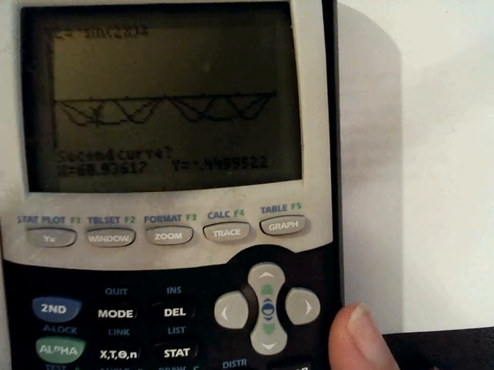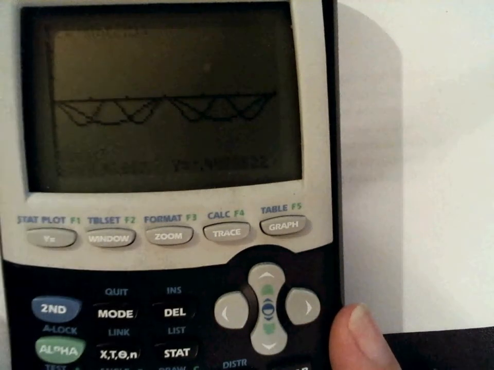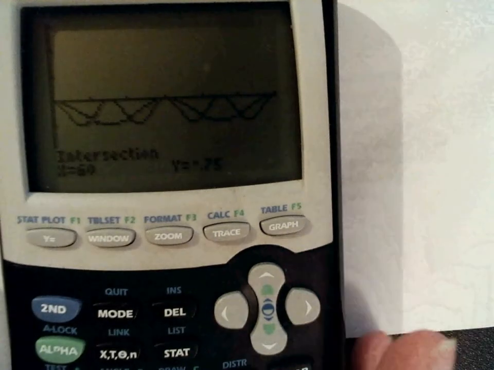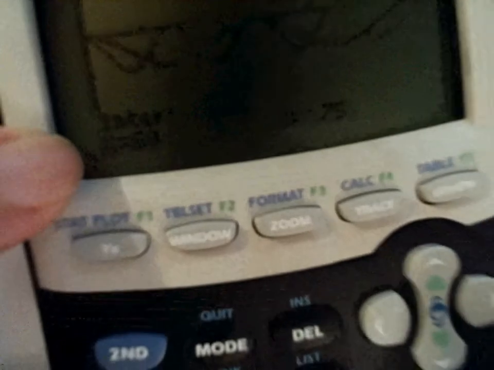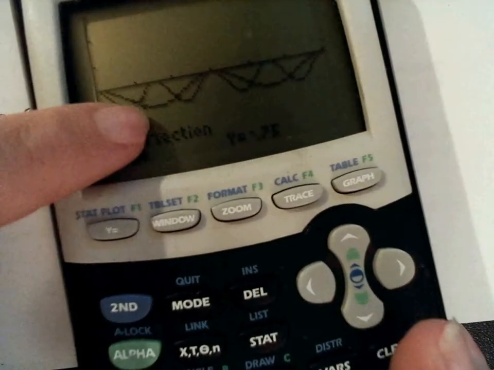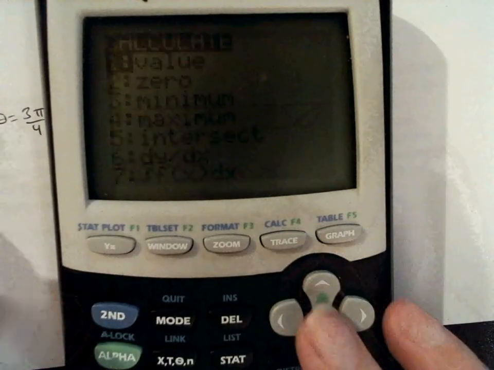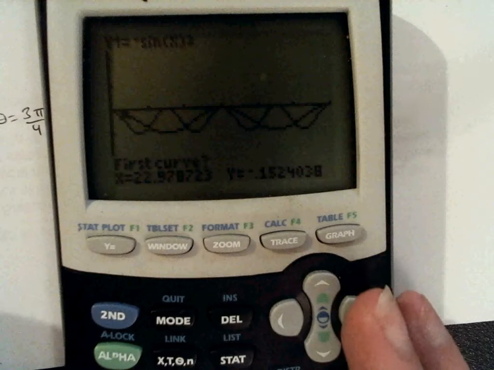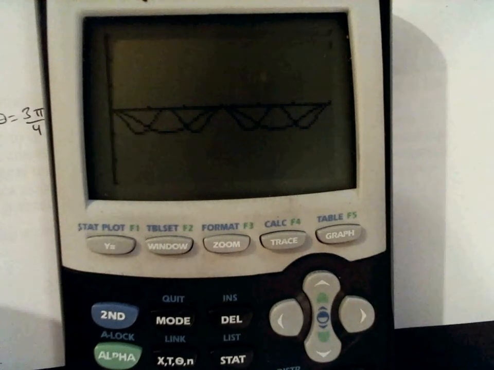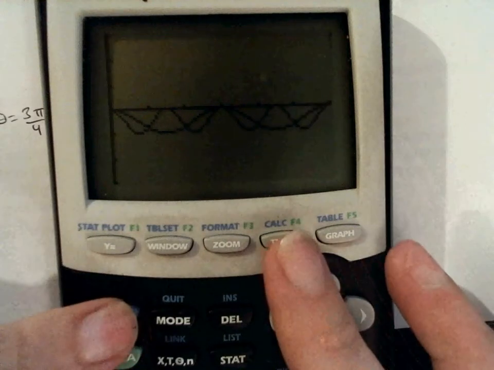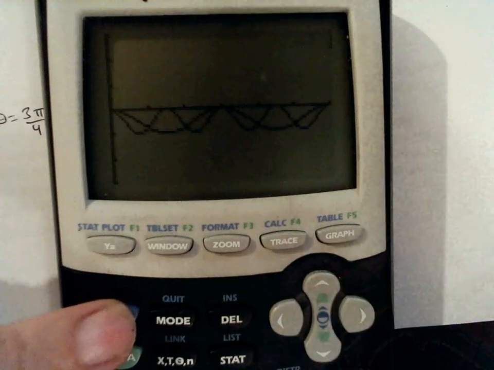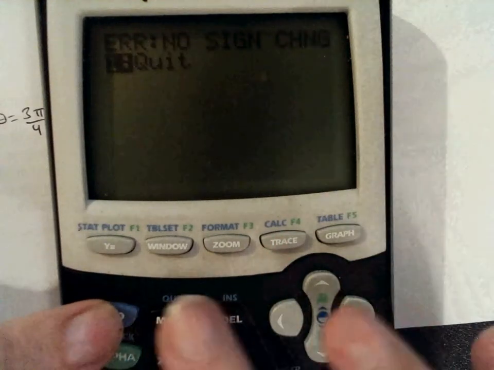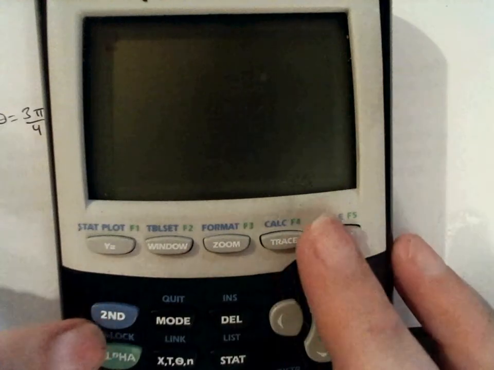So I'm going to press enter on first curve. It jumps to the other curve. I press enter. It says guess. I don't care to, so I press enter again. And I get 60 is the x, right? So that means the first angle is 60, other than starting at 0. In fact, I want to see if it finds that intersection. I'm going to go over here and press enter, enter, enter. It's thinking. Yeah, it doesn't like that.